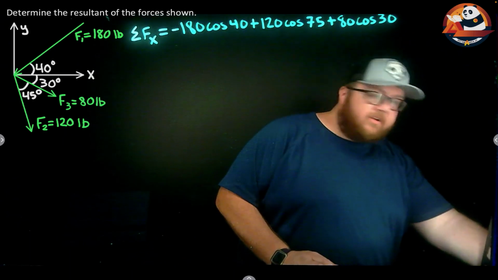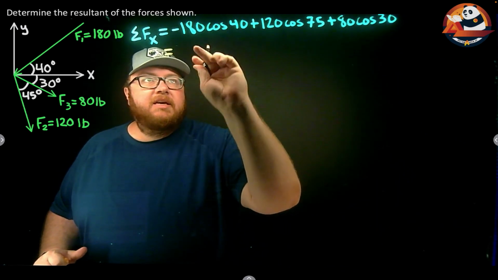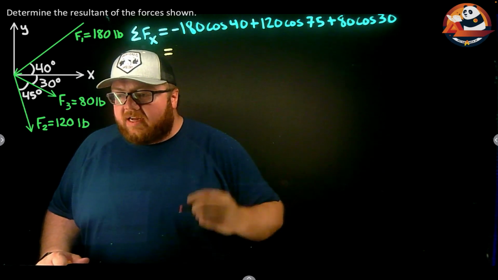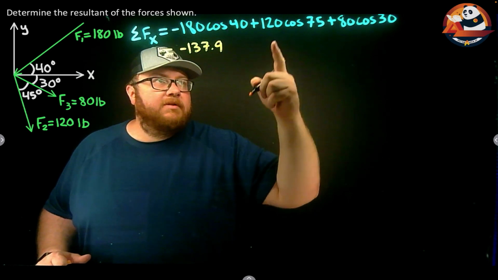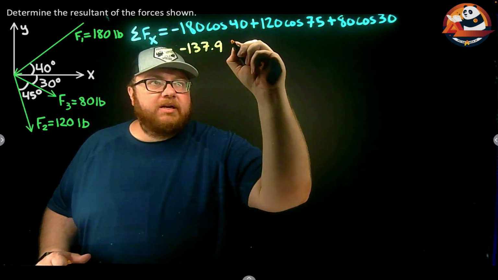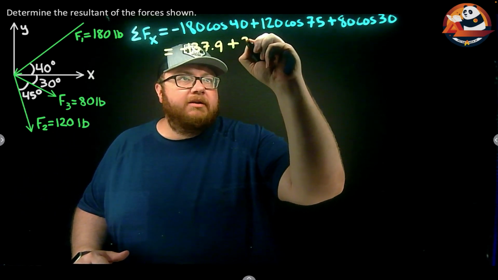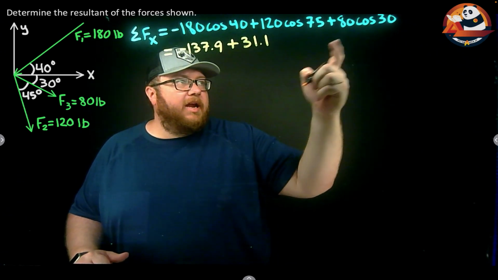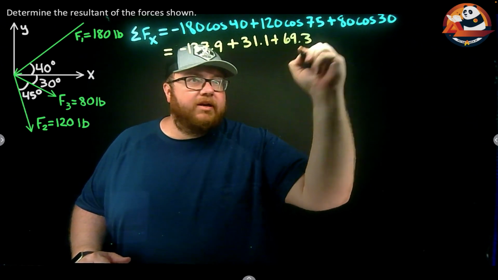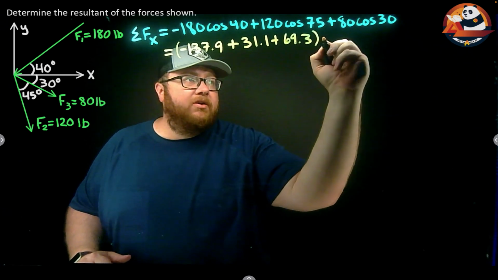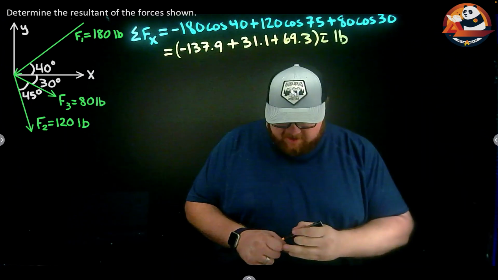If I come in, I would really be getting here, for each term in here, this is the same thing as negative 180 cosine 40 is negative 137.9. 120, or positive 120 cosine 75 will get me plus 31.1. And 80 cosine 30 will get me plus 69.3. And all of those are really an x component. So we could say our units here are i, that's our direction, and pounds for our units on there.